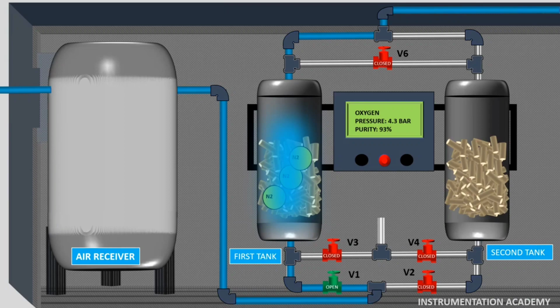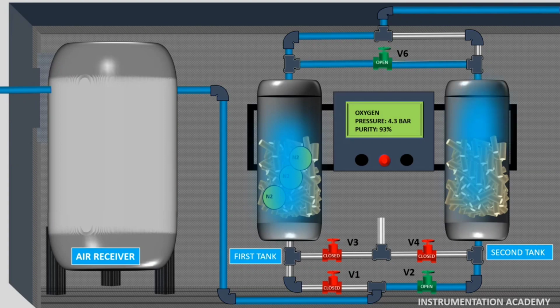Just before the zeolite in the first tank becomes saturated with nitrogen, the process switches oxygen generation to the other adsorption tank, that is the second tank. So the inlet compressed air is diverted to the second adsorption tank through valve V2. At the same time, valve V1 gets closed. The inlet compressed air will take so much time to pressurize the second tank. To avoid this time delay, the pressure equalization valve, that is valve V6, is opened so that the pressure in the first tank and the second tank equalizes. Now the second tank reaches the operating pressure and starts producing oxygen.